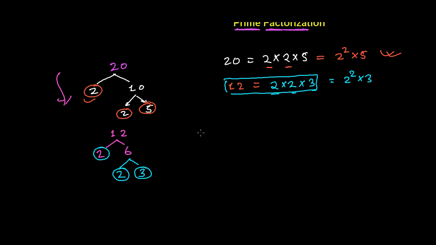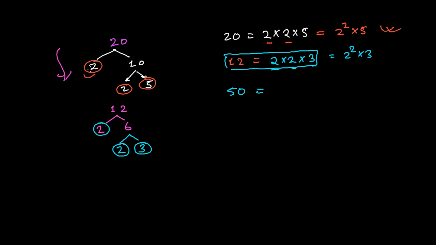All right, similarly let's take a little bit bigger number. I'm taking, suppose, 50. Let's do the prime factorization of 50. Here we have 50. First let's take a small prime factor of 50, that is 2. Everybody knows, right? So 2 times 25.